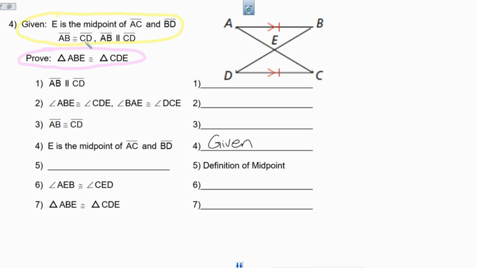Segment AC is congruent to segment CD. That is number 3. We can write given next to it. Segment AB is parallel to segment CD. We can write given next to that. And what did I always say to write down for your last step? Definition of congruent triangles.